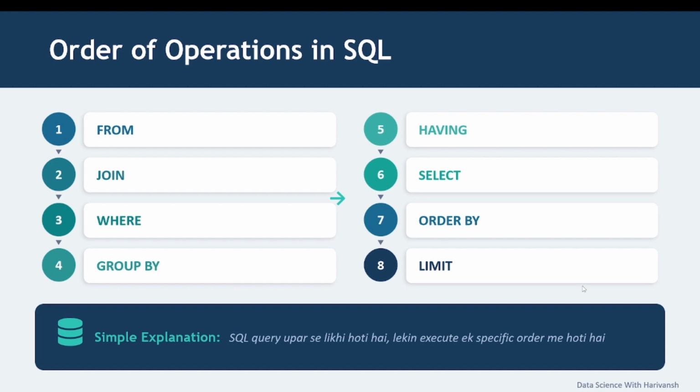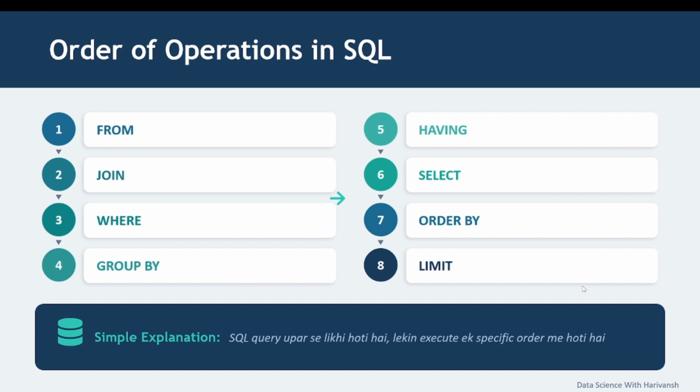The fourth step is group by. After filtering, if your query contains a group by clause, SQL takes the remaining rows and groups them together based on the values in the specified column or columns. All rows that share the same value in the group by column are placed into the same group. This step is what enables aggregate functions like sum, count, average, minimum and max to be calculated per group rather than across the entire dataset.